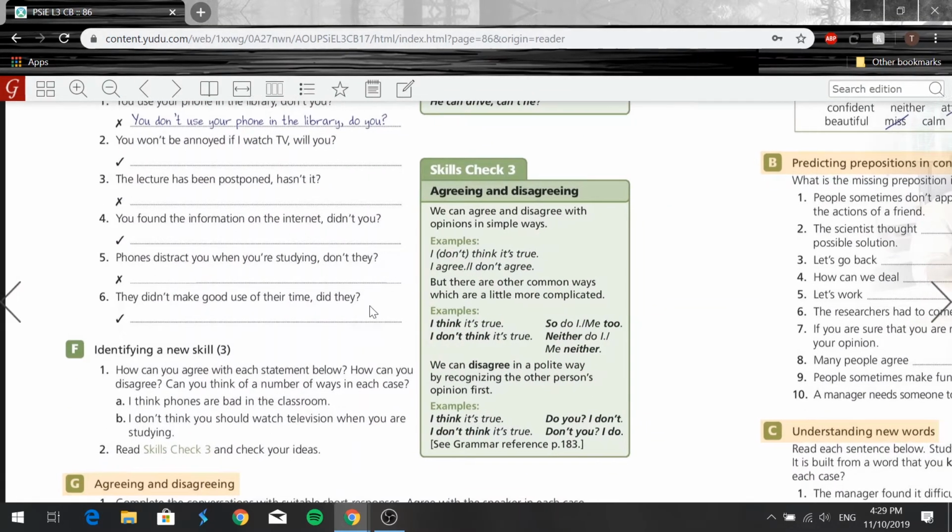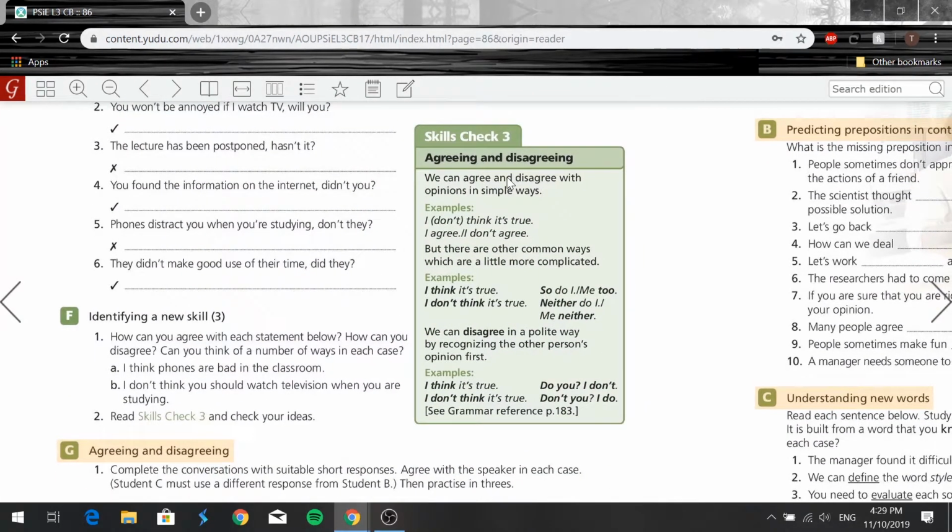Now let's go to skills check 3 here, agreeing and disagreeing. So we can agree and disagree with opinions in simple ways. Like I told you guys before, you should always either agree or disagree with opinions. Or you could also be in that middle ground. But you can't just take yourself out of a situation. For example, I can say I think it's true. Or if it's something that I disagree with, I'll say I don't think it's true. I can also simply say I agree or I don't agree.